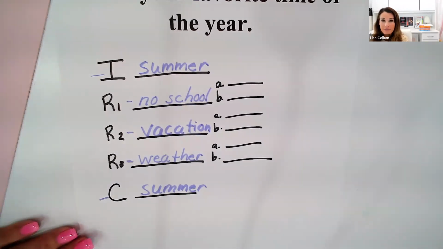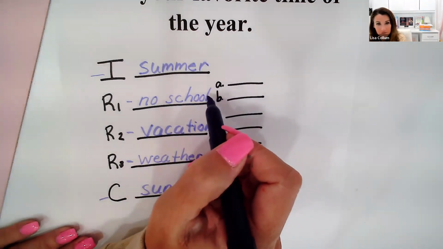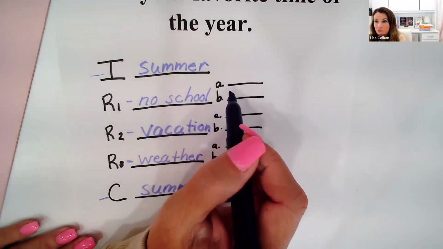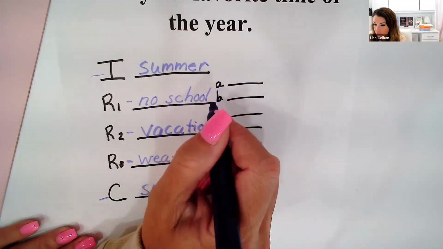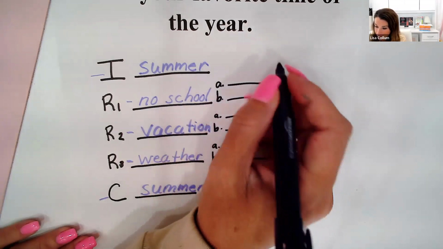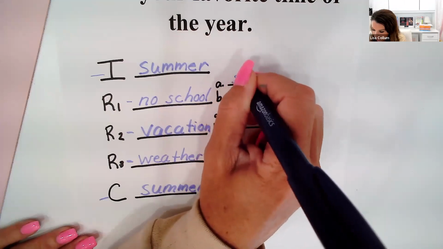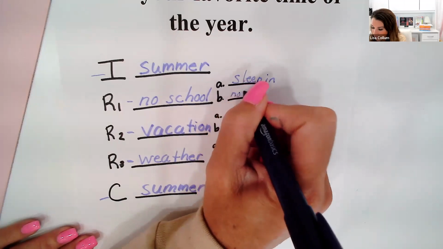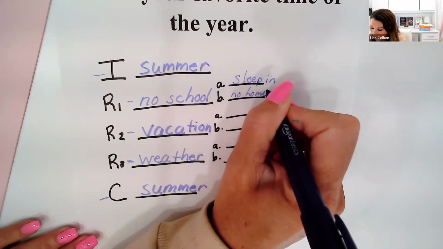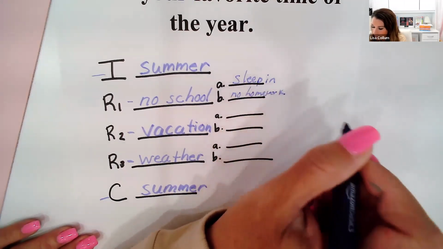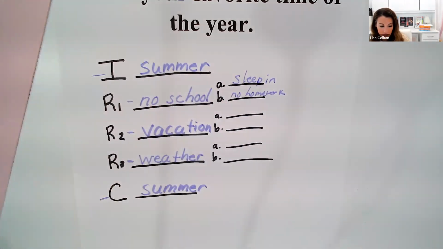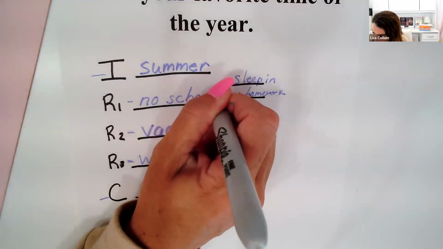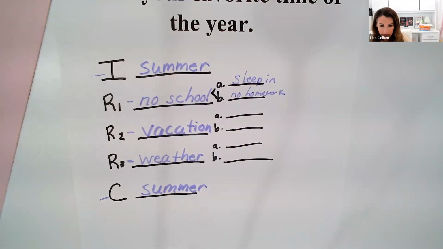Now I've got to do my A's and B's. So I'm going to give 2 details or examples about no school in the summer. So first, I love that there's no school. I'm going to give an example because you can sleep in, right? So I'm going to talk about there's no school, so you can sleep in. And the other thing about no school is there's no homework. Because if you're not in school, there's no homework, right? So those are the 2 things I want to talk about, that there's no school in the summer, is that you can sleep in and there's no homework.